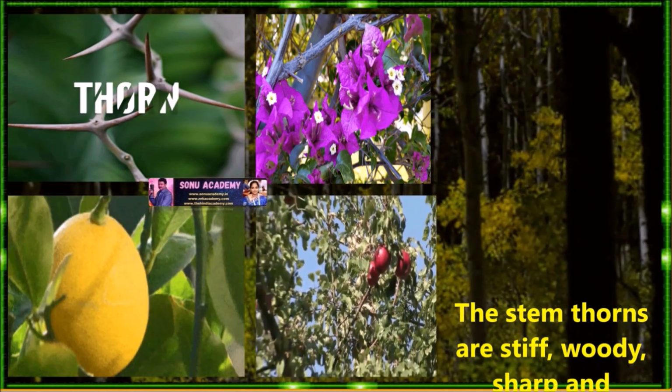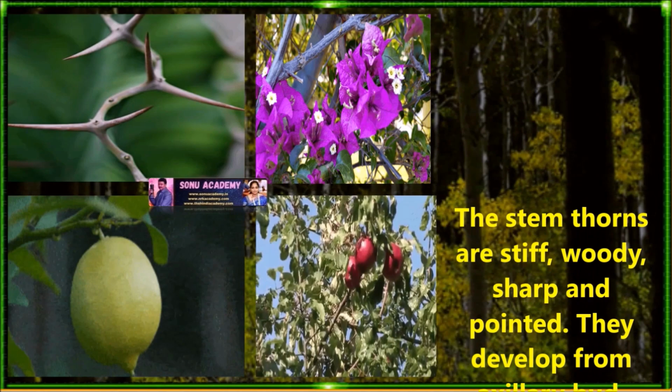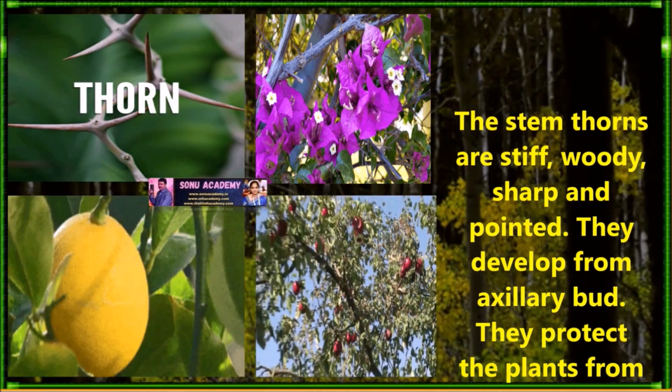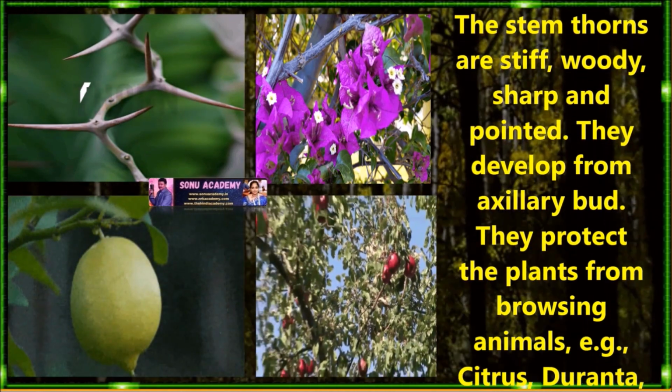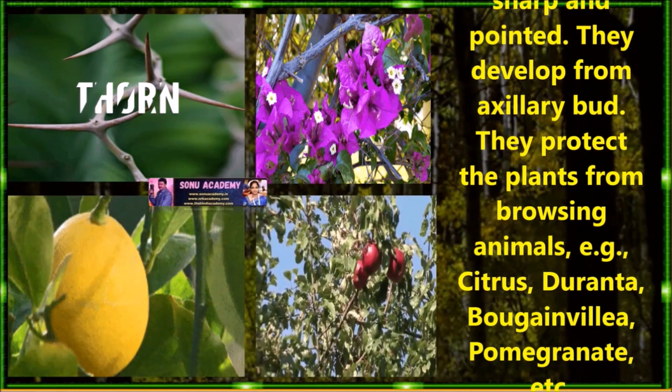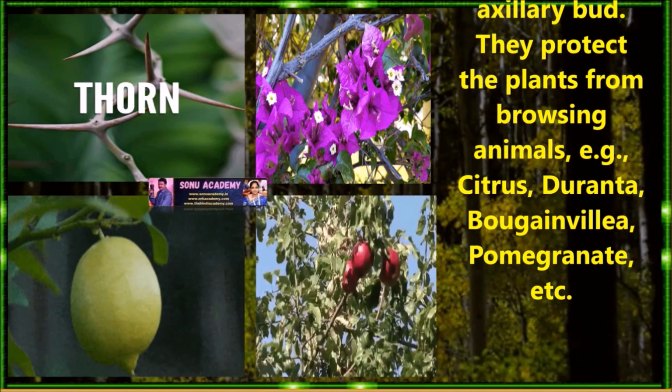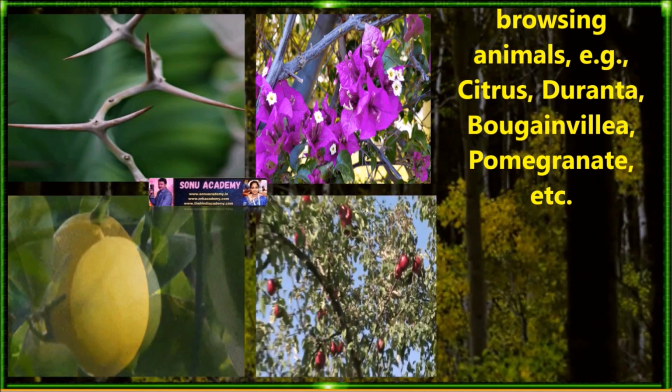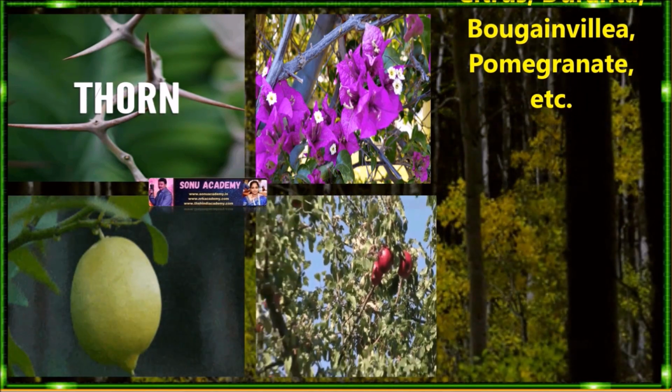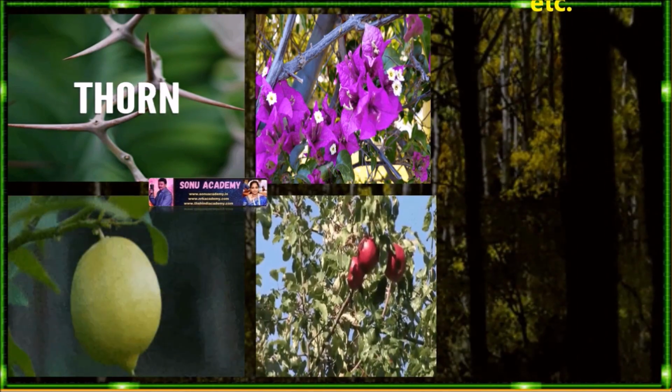Stem thorns. The stem thorns are stiff, woody, sharp and pointed. They develop from axillary buds. They protect the plants from browsing animals, etc. Examples of these are citrus, Duranta, bougainvillea, pomegranate, etc.